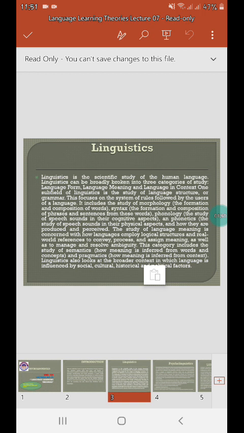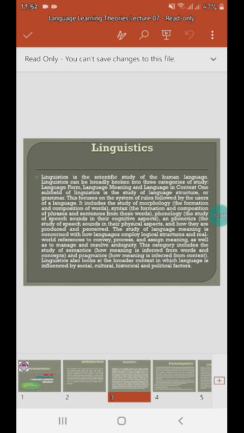Everyone knows that, and this is the definition we come across all the time whenever we study psycholinguistics, sociolinguistics, morphology, syntax, semantics. It can be broadly broken into 3 categories of study: language form, language meaning, and language in context.